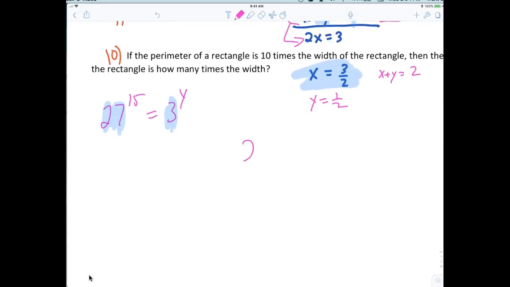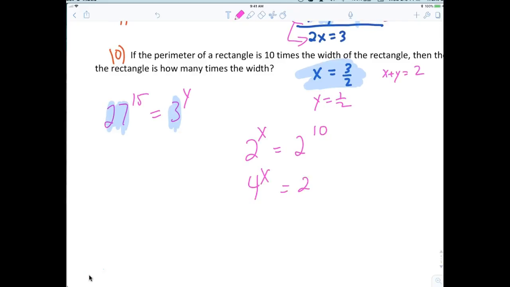If I said 2 to the x equals 2 to the 10th, what does x equal? That's obvious, right? Because 2 to the 10th equals 2 to the 10th. If I said 4 to the x equals 2 to the 10th, now do I know the answer? No, because they're different bases. I can't just say 10 because 4 to the 10th is obviously not the same as 2 to the 10th. Do I agree with that? So I have to convert the bases so they're the same.